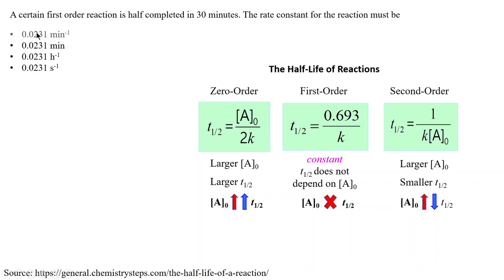So 0.0231 minute inverse. One way to tell the answer again is that if you know the expression for this itself, you can see that T half comes down and it becomes minute inverse. And in the question itself, the unit has been given in minutes, and the rest of the units are in minute inverse and second inverse. So you can clearly see that 0.0231 minute inverse is the correct answer for this question.